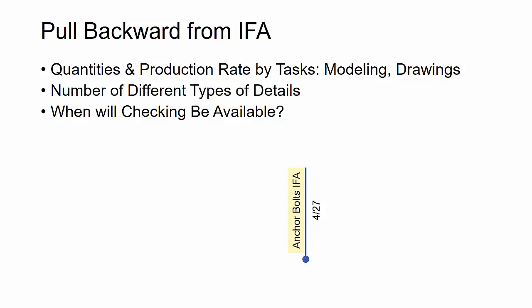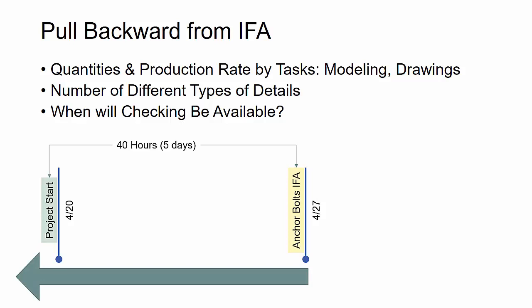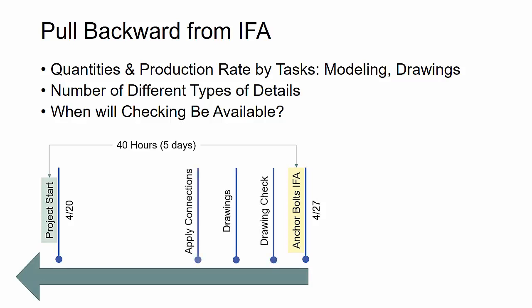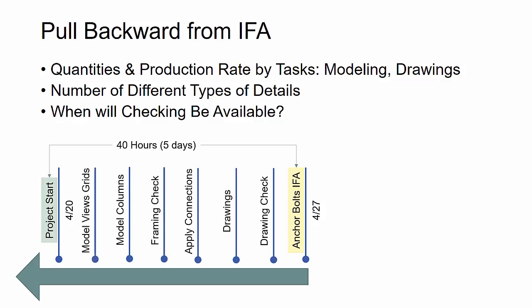So it's a really big deal for a detailer, and I almost always train to pull backwards. So do a pull plan, right? Don't just start at your start date and move forward. You know the end date, and you need to check yourself going backwards. So when I'm going backwards from my IFA submittal date here, I'm going to start mapping out all the different things that I need to do to get that IFA submittal done.